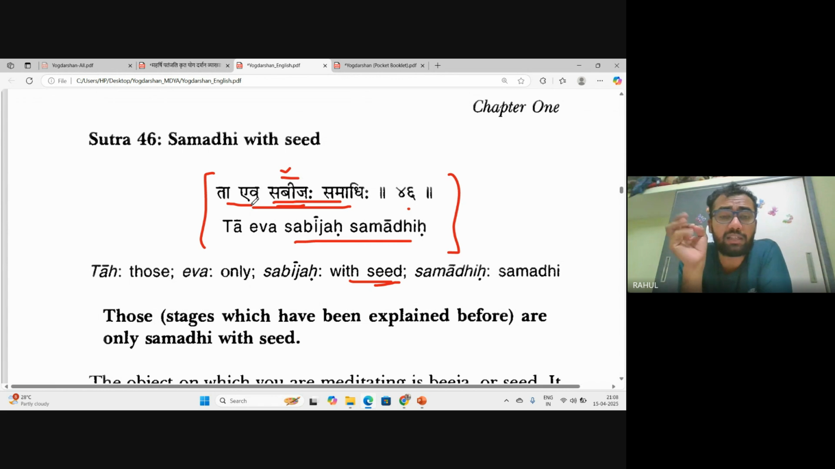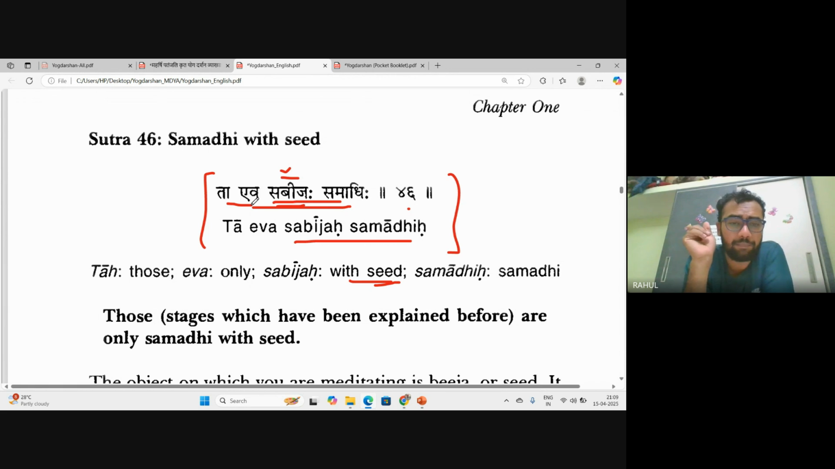Sabija means the root cause is still present. Avidya is still present. When avidya is completely vanished, then we will get Nirbija Samadhi. Nirbija means that the root cause is over.